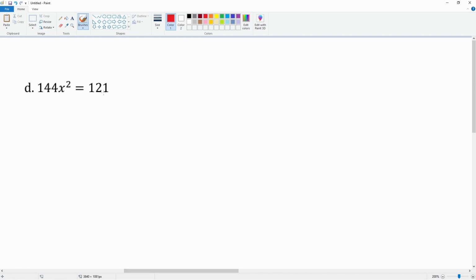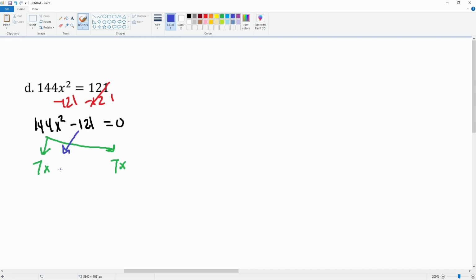I'm going to subtract 121 on both sides. This cancels on the right hand side. You get 144x squared minus 121 equals to 0. The 144x squared breaks down into 12x and 12x. The 121 breaks down into a negative 11 and a positive 11. Okay. Here you have, those are the factors.